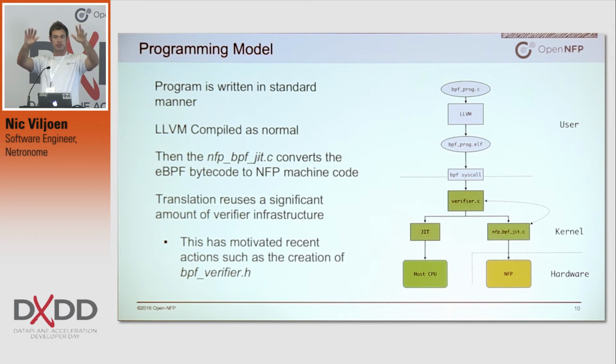So everything you see as the user, everything you would do for the kernel, you change nothing. There's no reconfiguration, no anything. I will hopefully be able to show you this live in a little bit if my tunnels hold up, otherwise I'll show you a video. And finally, the last point here is that this translation reuses a significant amount of verifier infrastructure. So we've done some work in the kernel community to add a new header file, which means we can reuse a lot of the infrastructure.